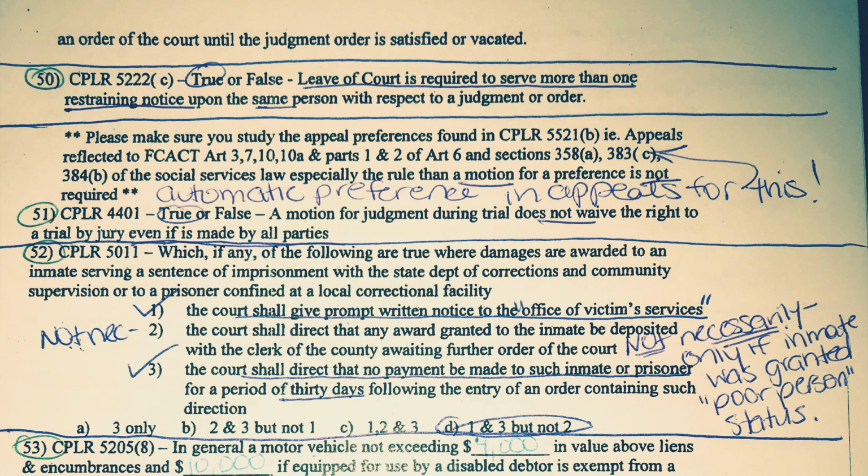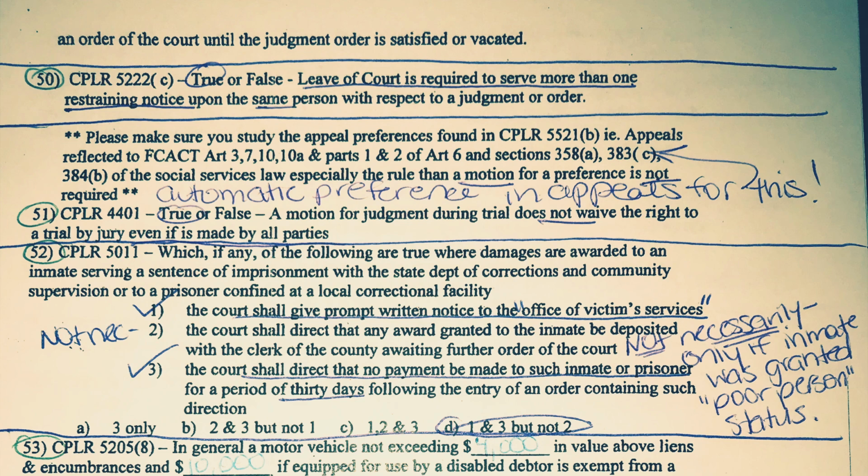Please make sure you study the appeal preferences reflected in Family Court Act 3710-10A, Parts 1 and 2 of Article 6, 358A, 383C, and 384B of the Social Services Law, especially the rule that a motion for a preference is not required. It's an automatic preference for juvenile delinquents, persons in need of supervision, neglect, all that in family court. That's an automatic preference. Otherwise, you have to make a motion for a preference.